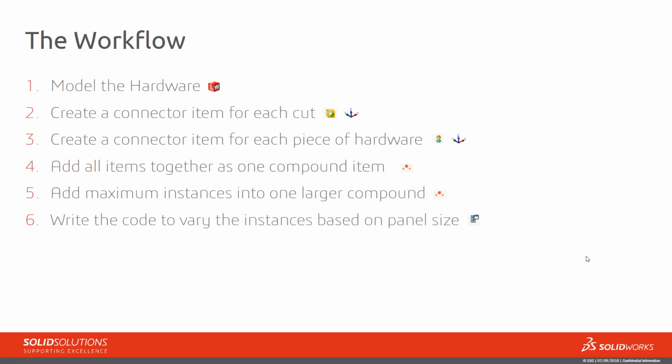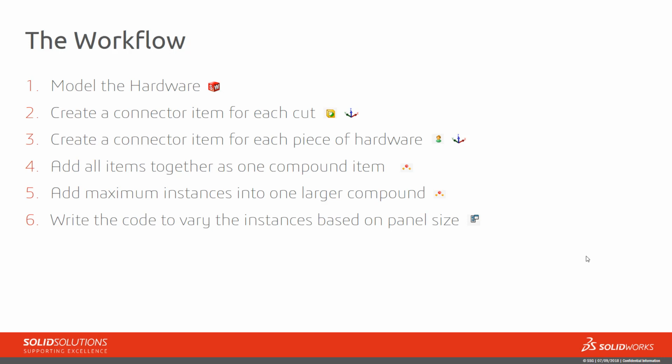So this is the generic workflow that we are going to follow to create this custom connector. Step 1, first and foremost, you must have the 3D CAD data of the hardware itself, whether you download this from a supplier's website or model it inside of Solidworks yourself. You can then build a connector item for each individual cut feature that is required, and a connector item for each piece of hardware which you wish to insert. You can then bring all the hardware and cuts into what we call one compound item so that you can drag and drop all those things in together at once.